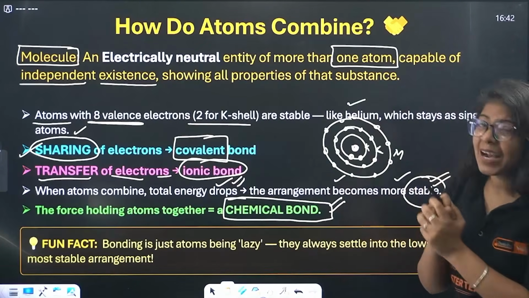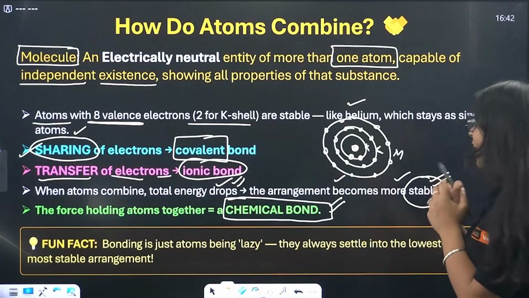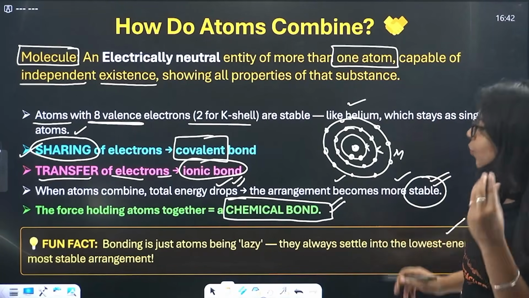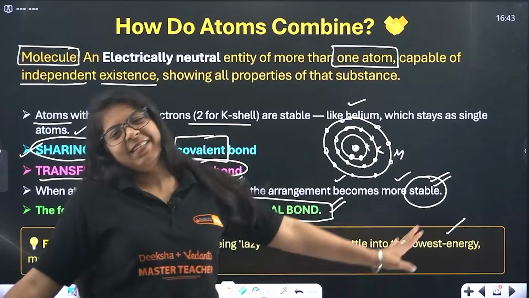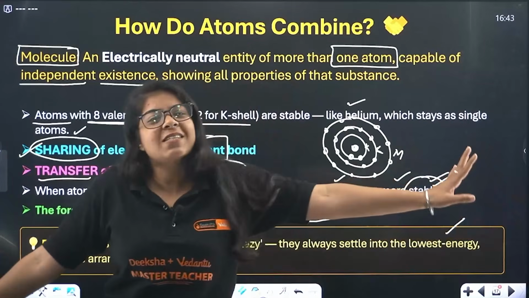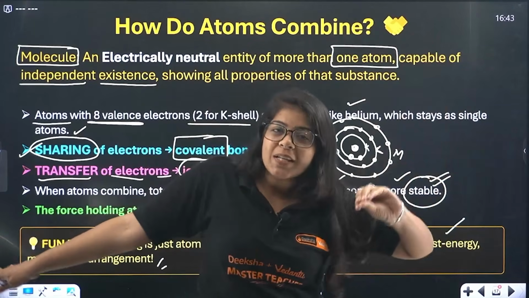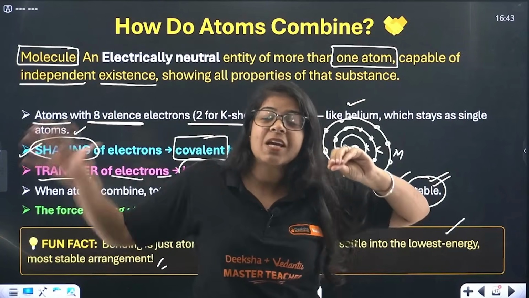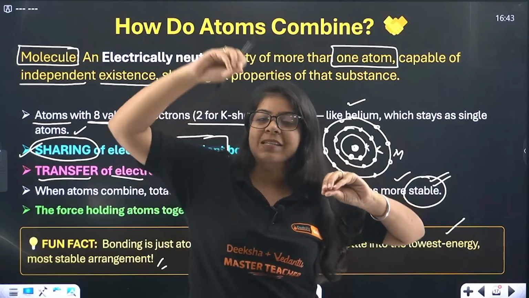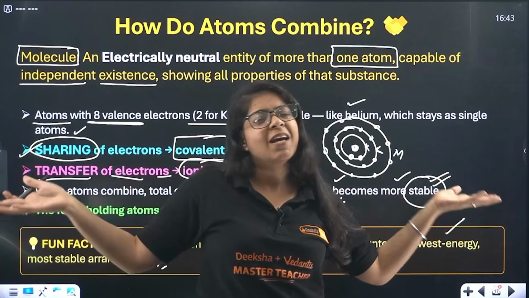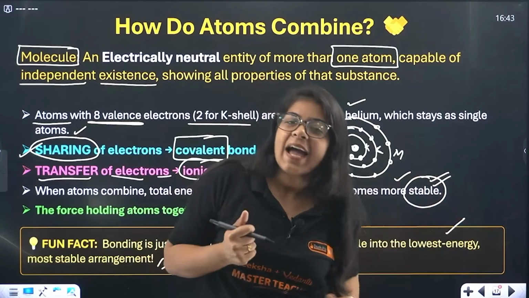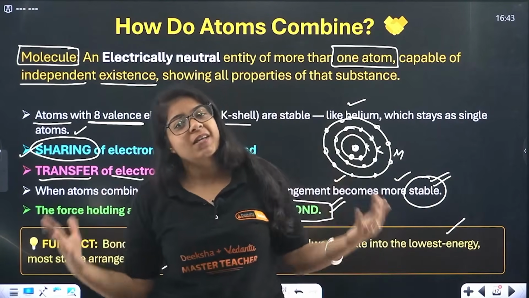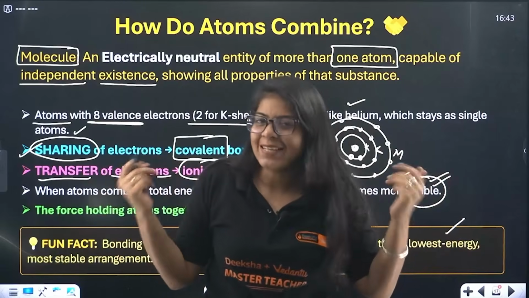Bonding is just atoms being lazy. Why? They always settle into the lowest energy, most stable arrangement. Okay, so they are lazy, they don't want to go anywhere, they don't want to waste their energy, so they lower their energy. And if you lower their energy, their stability will increase. When you are laying down on your bed, your stability is maximum and your energy is the lowest, right? And that's what makes you a stable thing. You are just lazy, right?